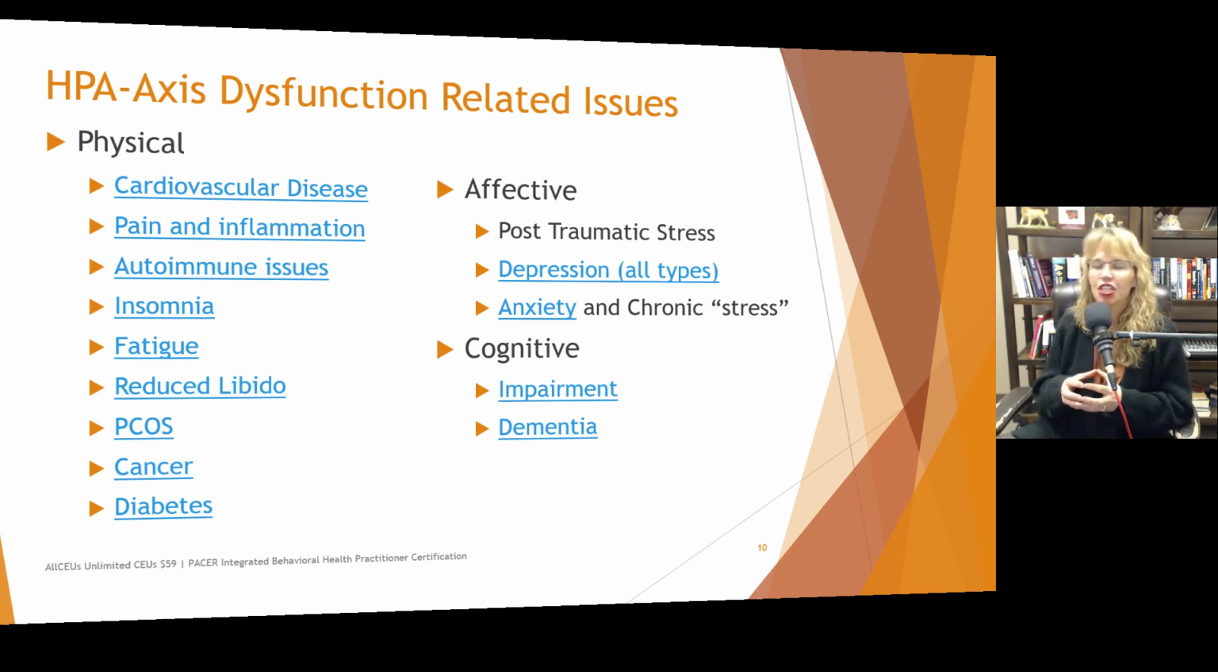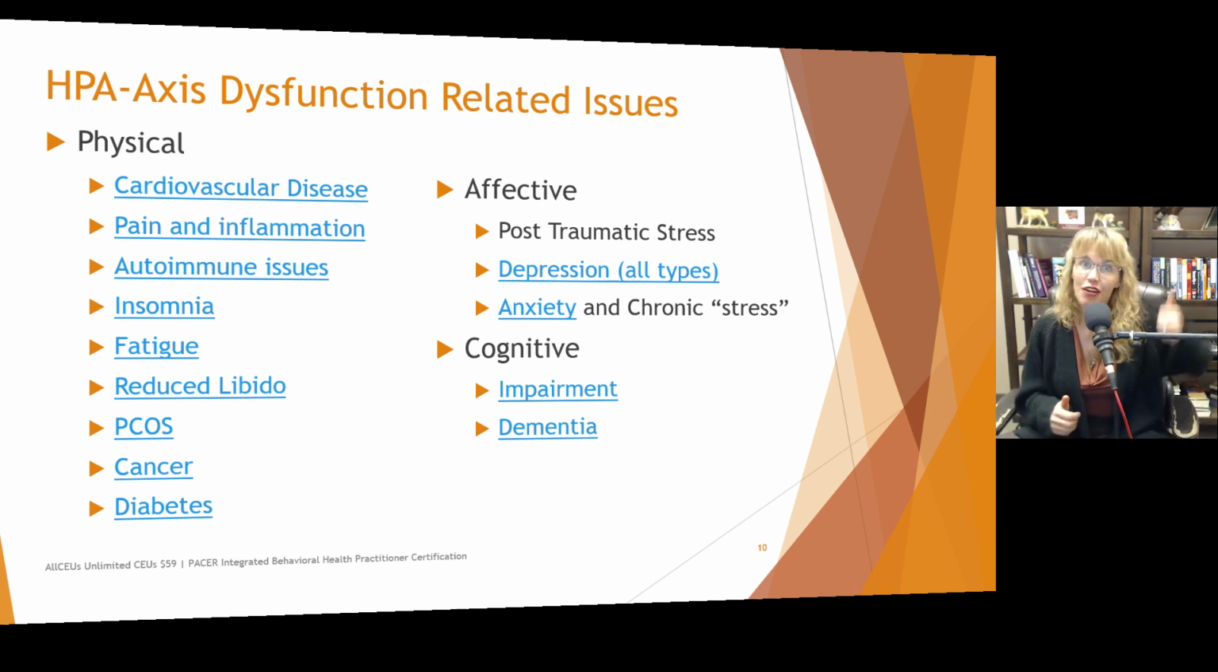HPA axis dysfunction is related to all types of depression: postpartum depression, persistent depressive disorder, bipolar depression, and major depressive disorder. Depression is associated with inflammation as well as imbalances in some of those other chemicals. If you're stressed out all the time and your 5-HT1 levels are low, your serotonin levels are low, guess what? That's probably going to contribute to some mood symptoms.